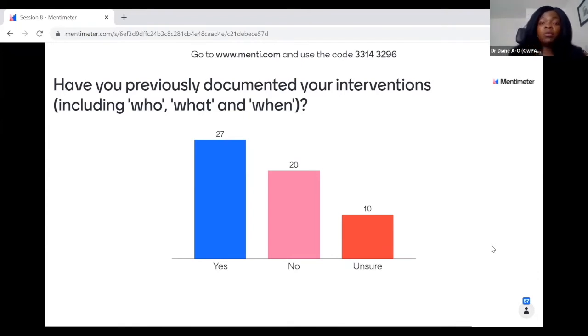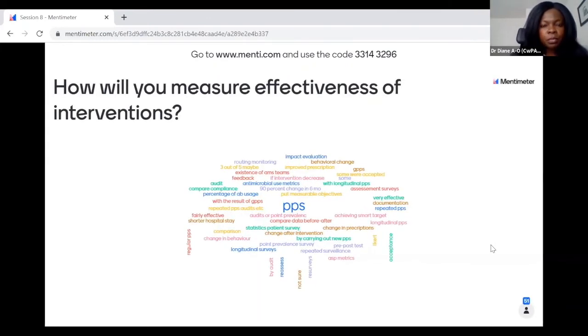It's a way of you having a record of the different interventions that you have put in place. So, for example, if your hospital management or the medical director comes and says, why do we keep having resistance patterns? You can say, well, these are the things that we have tried at different time points, and this is what worked and what didn't work. So that's why it's important to document your interventions.